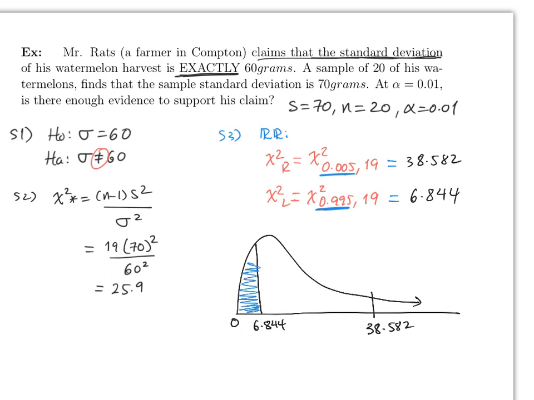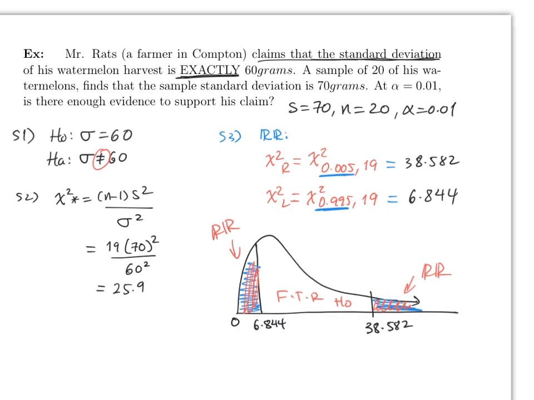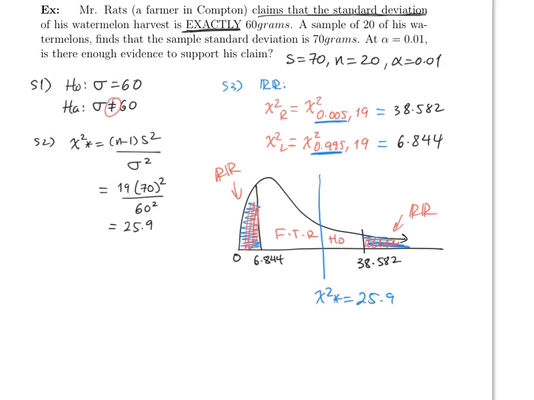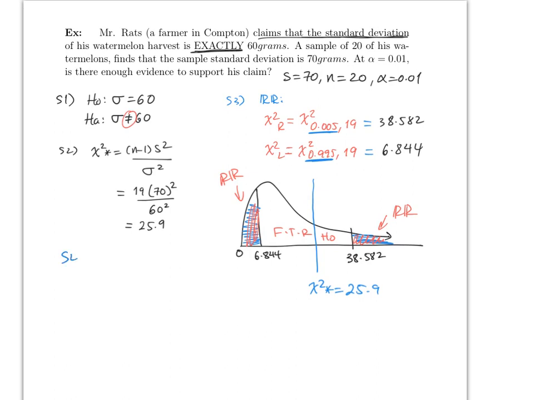So if it is here, it's rejected. And if it is here, it's also rejected. Let me put it in red instead. So this is the rejection region. So is this, and this is the fail to reject. All right, so then is chi-square star in the rejection region or not? No, right? So chi-square star is somewhere here, which is not in the rejection region. So therefore, what is the conclusion? It's a fail to reject H0, right?